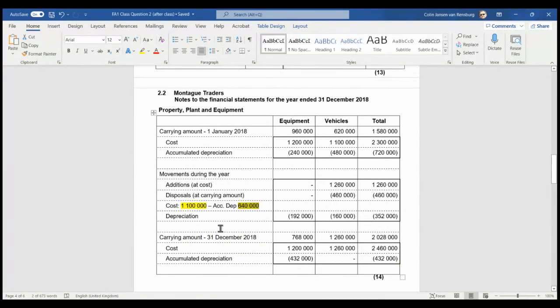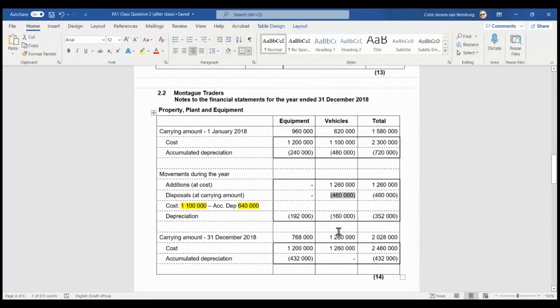You can, if you want, show them separately. I think in the notes we actually showed them separately for illustration purposes, but in practice you normally only show the net amount. But if you want to disclose it, if it helps you, then do it like we did in the notes. Okay, but anyway, it's the net effect of those two that gives us the carrying amount of the asset that we have disposed of.